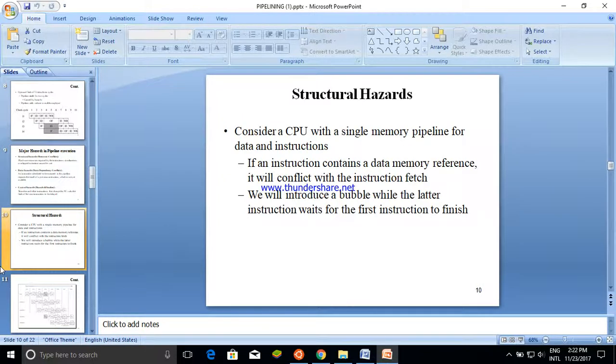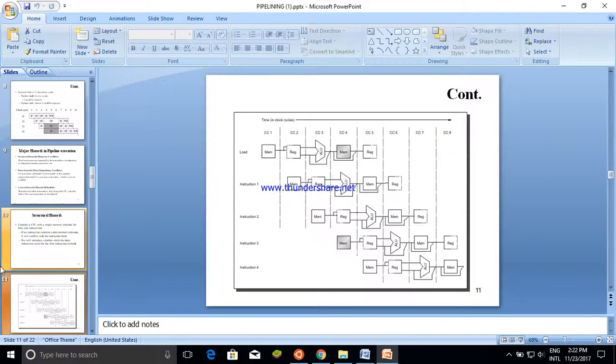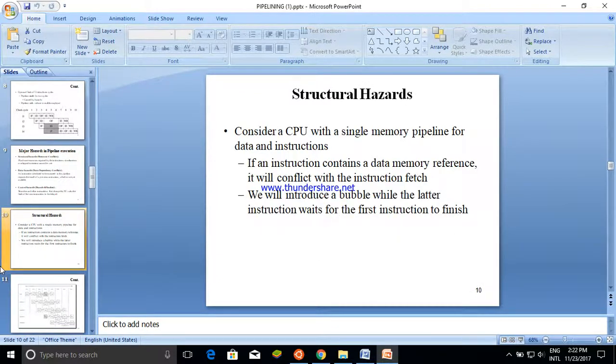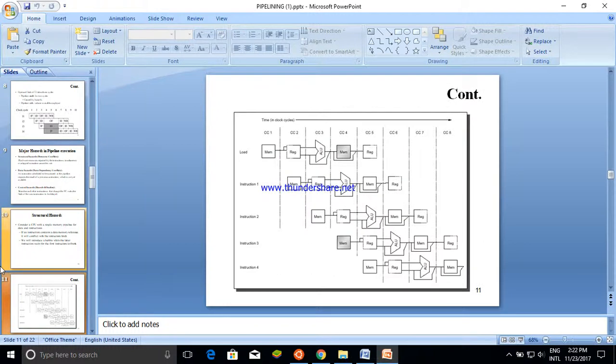In the next slide we are discussing the structural hazards. Consider a CPU with a single memory pipeline for data and instructions. Now if an instruction contains a data memory reference, which I will be showing in the next slide, it will conflict with the instruction fetch. Obviously yes. Now please concentrate on this slide.